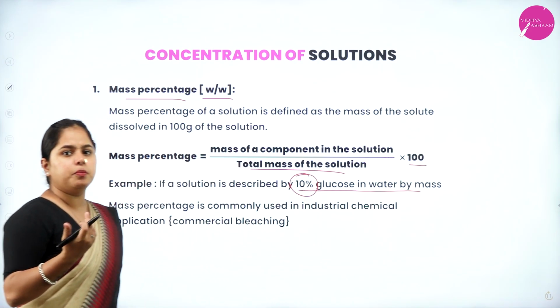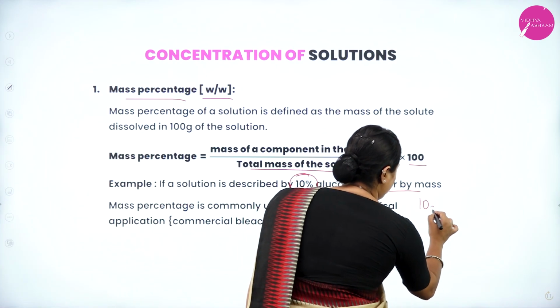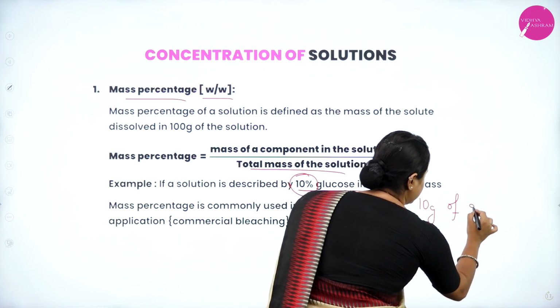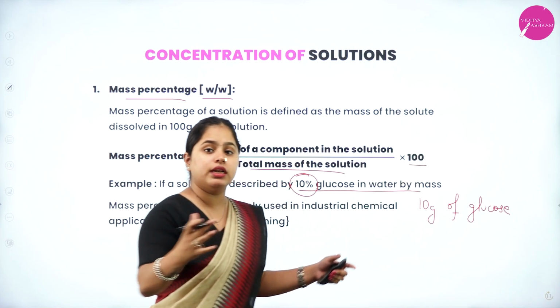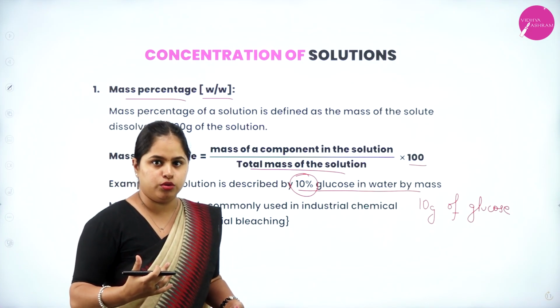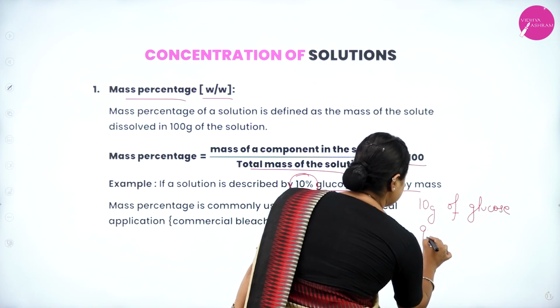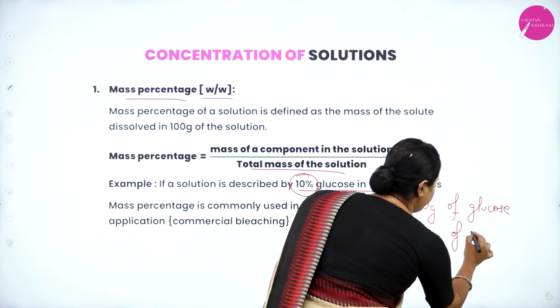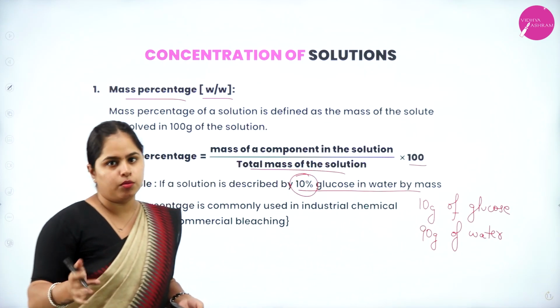So what does that 10% mean? It means that 10 gram of glucose is present in totally 100 gram of solution, or else you can say 10 gram of glucose is present in 90 gram of water, so that together it will give 100 gram of solution.